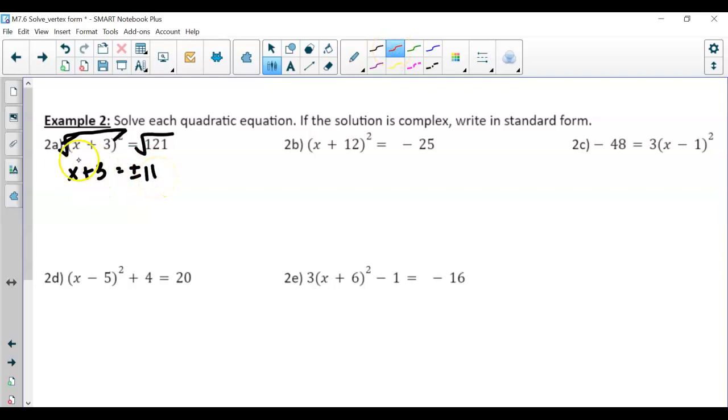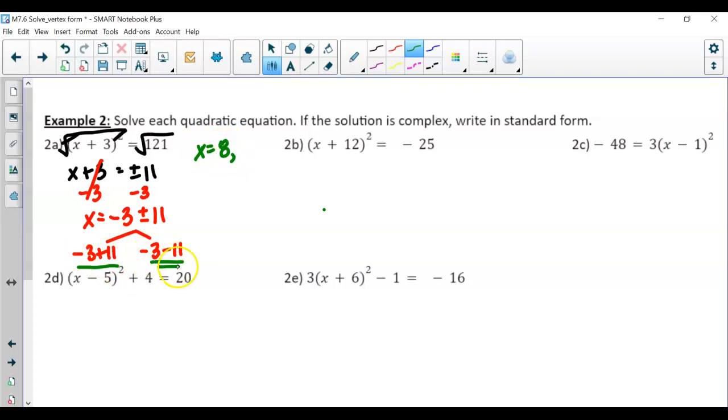So now here to solve for x, what are we going to do? Subtract 3, opposite operation, right? So now x is equal to -3 plus or minus 11. So now can we combine these? Yes, because they're both real. So we're going to have two real solutions. So remember, this represents -3 plus 11 and -3 minus 11. So here, one real solution, x is equal to 8. And here, -14.